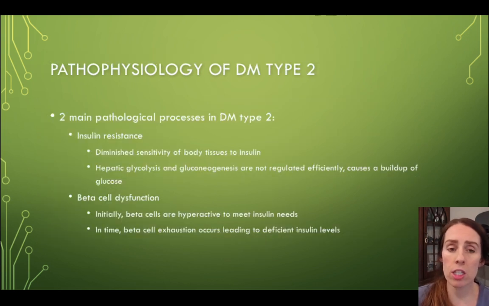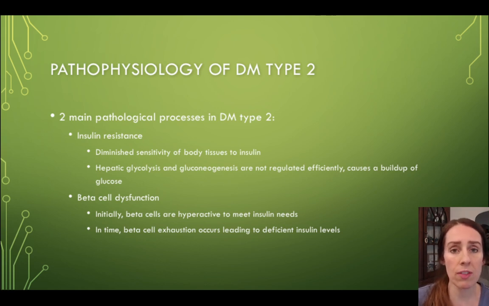The pathophysiology of diabetes type 2. There's 2 main pathological processes happening. You can have insulin resistance, where basically your body tissues become less sensitive to insulin. This can even occur when there are normal amounts of insulin in the blood. The tissues are just not able to use it effectively.